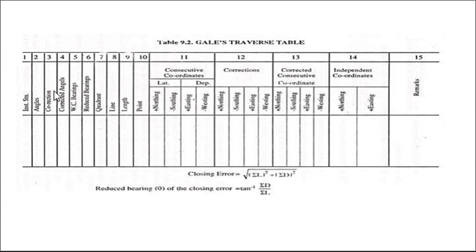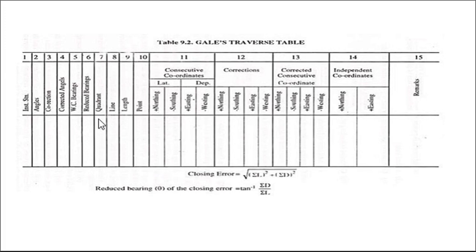Then we have to take the sum of the angles and find out the correction. Whatever the correction is, we have to either add or subtract it from the observed angles, and then find out the corrected angles. Then we have to find out the whole circle bearings for all lines, maybe say AB, BC, CD, and whatever lines are there. Then from the whole circle bearing, we have to find out the reduced bearings.